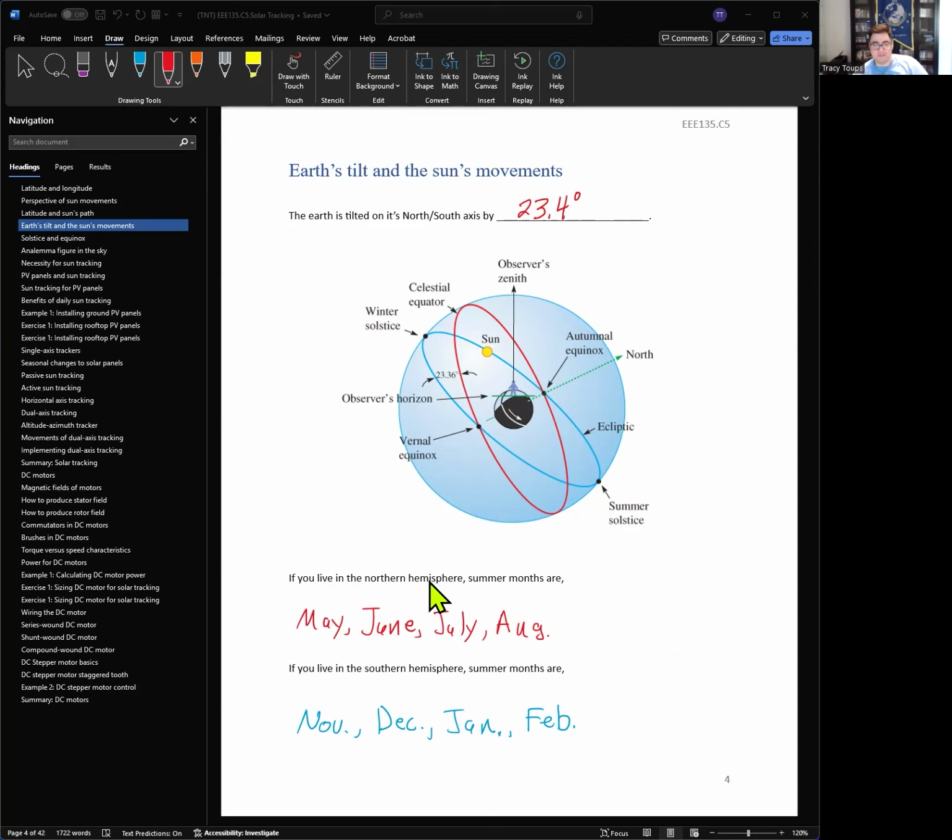Okay, so if you live in the northern hemisphere like Sacramento, summer months typically are May, June, July, August, and that's where the Earth is tilted, where we're more directly towards the sun. If you live in the southern hemisphere, the summer months are November, December, January to February, where for the southern hemisphere like South America, they're tilted closer towards the sun.